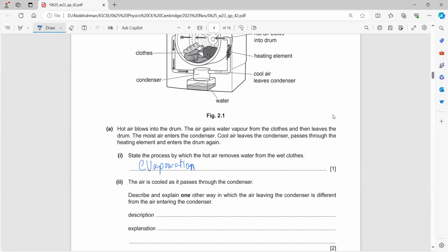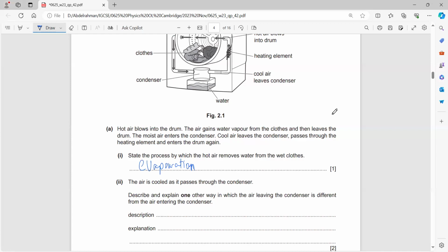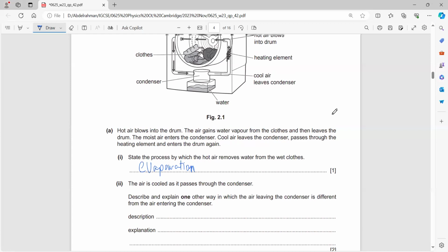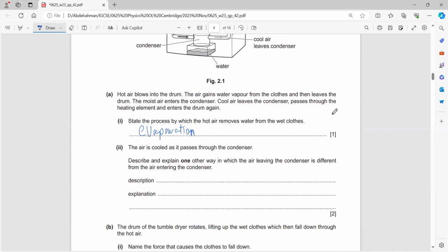Okay. The air is cooled as it passes through the condenser. Describe and explain one other way in which the air leaving the condenser is different from the air entering the condenser. Any ideas? This is a new question. What could be different about the air?